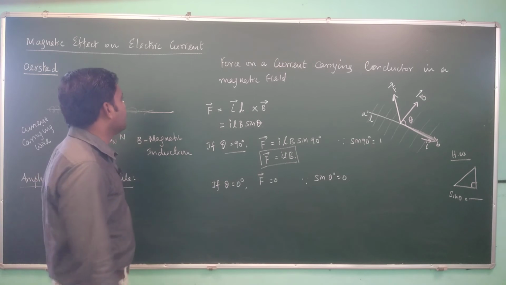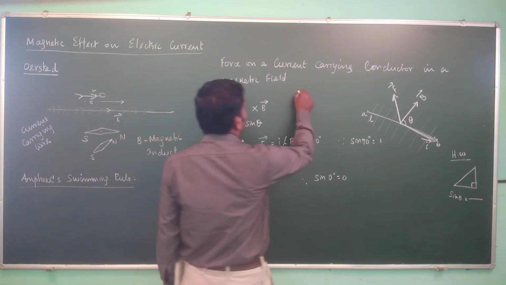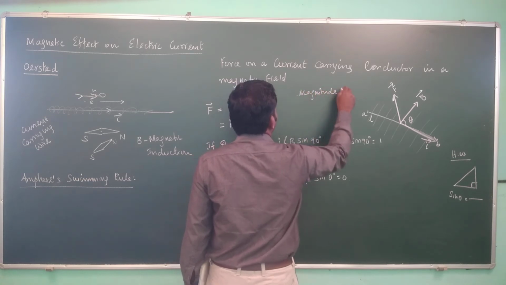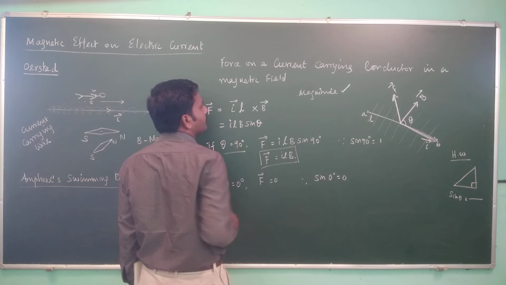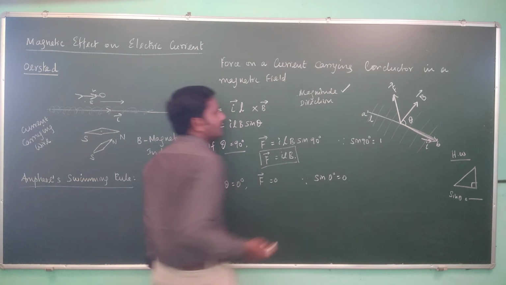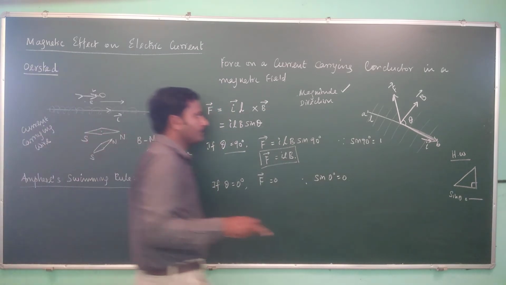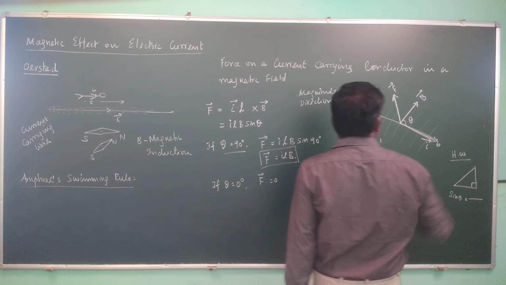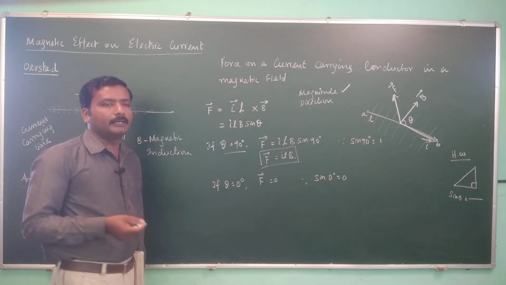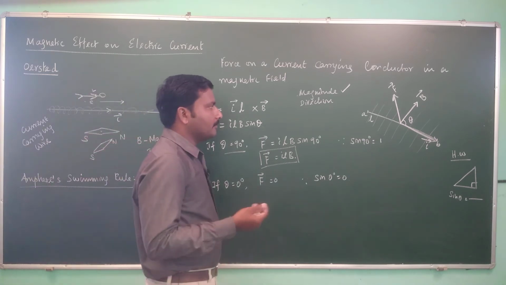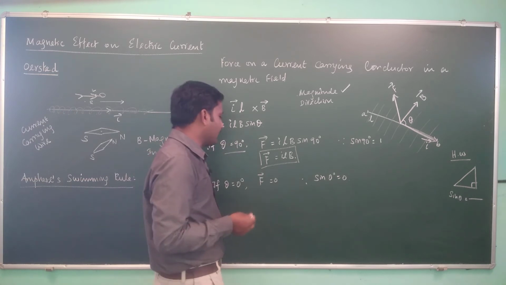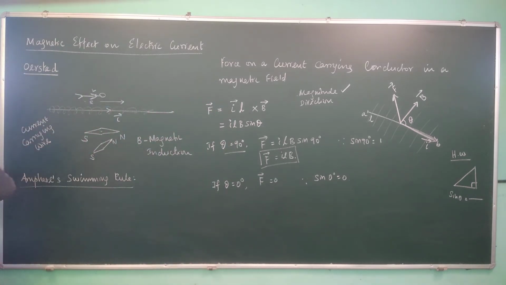Now the direction of the force. The magnitude of the force we have calculated. What about the direction? In what direction will this force be exerted? We said if current and magnetic induction are in perpendicular directions, we will get the maximum magnitude for the force. But in what direction will that force be exerted? That is the question. That is given by Fleming's left hand rule.